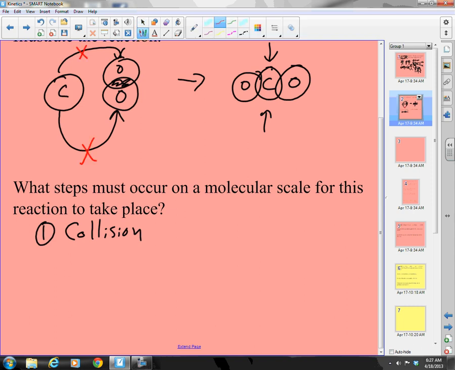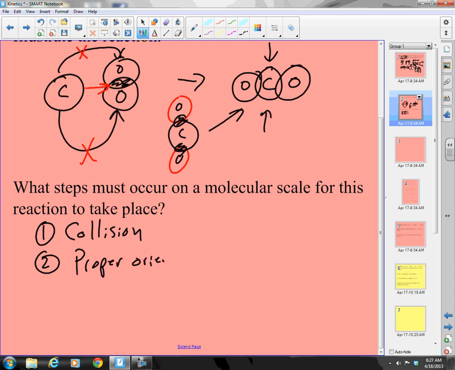Now, neither of these two seems very likely. In fact, I am oversimplifying this, of course. But what if my carbon came right there and smacked right there? Well, then it could force my two oxygens apart, and my carbon could slide in right between, and then they can overlap, right? And then I would have my oxygen, carbon, oxygen, and I would create that molecule. So first thing I have to do is I have to have a collision. Not only that, I have to have a proper orientation, right?